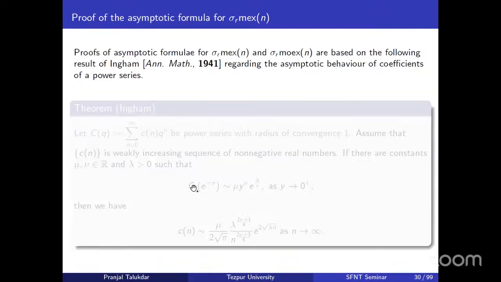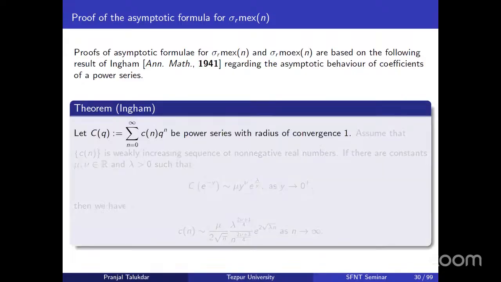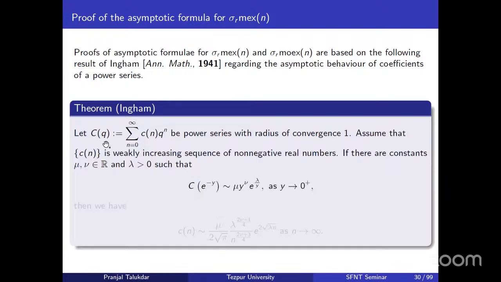Okay. So the proof of this formula is based on a Tauberian theorem of Ingham. He states that if C(q) is a power series with radius of convergence 1, and the coefficients Cn are weakly increasing, and if there are some constants mu, nu, and lambda satisfying this condition, then the coefficients of this power series satisfy this asymptotic result as n tends to infinity. Okay, so we will be applying this theorem of Ingham to obtain an asymptotic formula for sigma r max n.